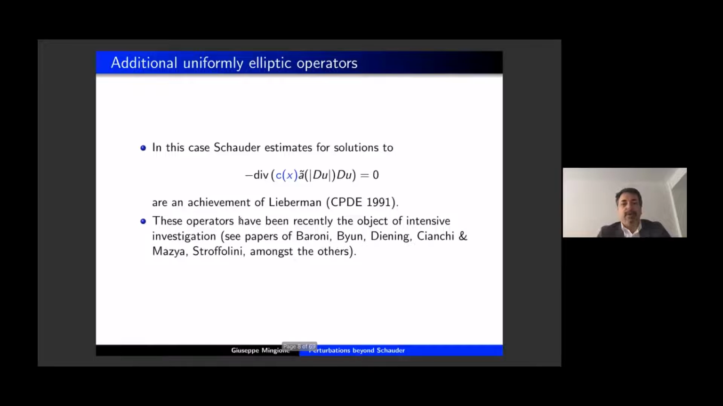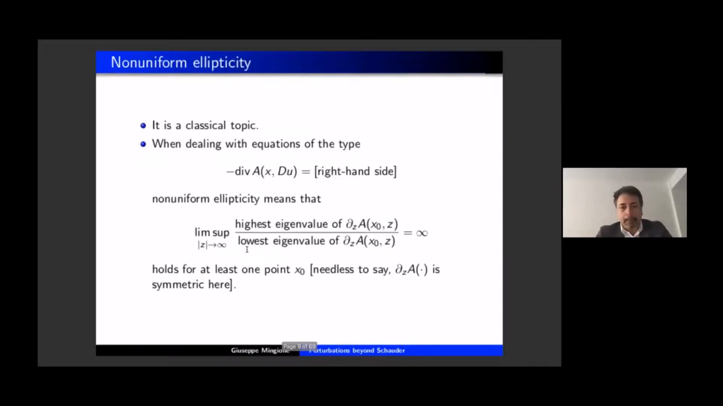These operators have been studied at length by many authors, and in particular, Schauder estimates have been proved by Lieberman in a famous paper from 1991. And this is just a very short list of people who recently worked on this topic. What about non-uniform ellipticity? Classically, this is defined by saying that there should be at least one point where this ratio doesn't stay bounded, where z goes to plus infinity.